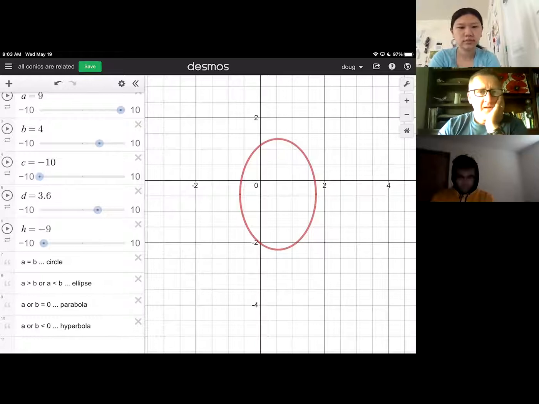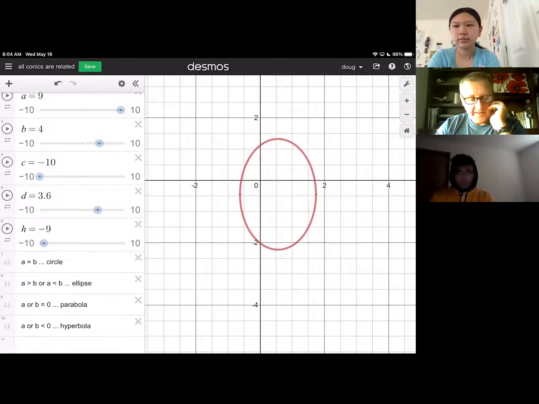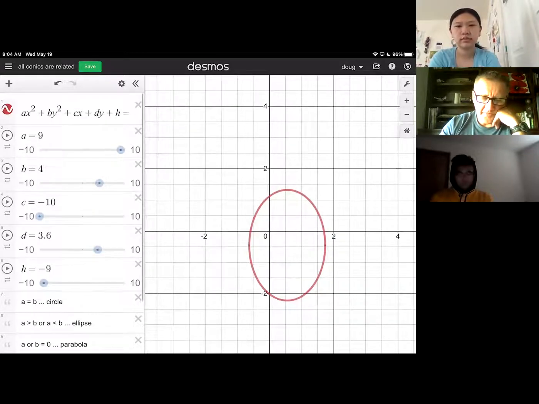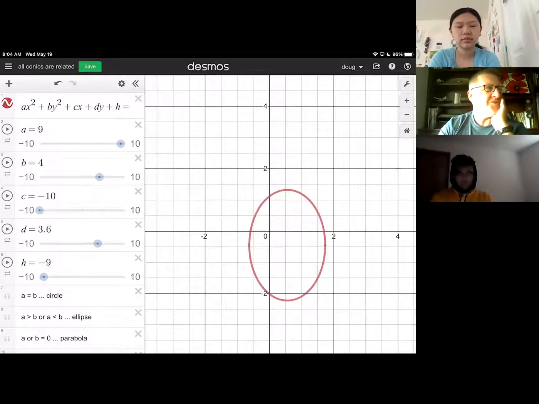And then what does it take to make a hyperbola? Well, remember there was a negative sign in there yesterday. It wasn't x squared plus y squared. It was x squared minus y squared. If one of them is negative, either one of them is negative, then you're going to get a hyperbola. So it's interesting that you're actually only messing with a and b. It doesn't really matter what those other terms are, c, d, and h, those other constants.